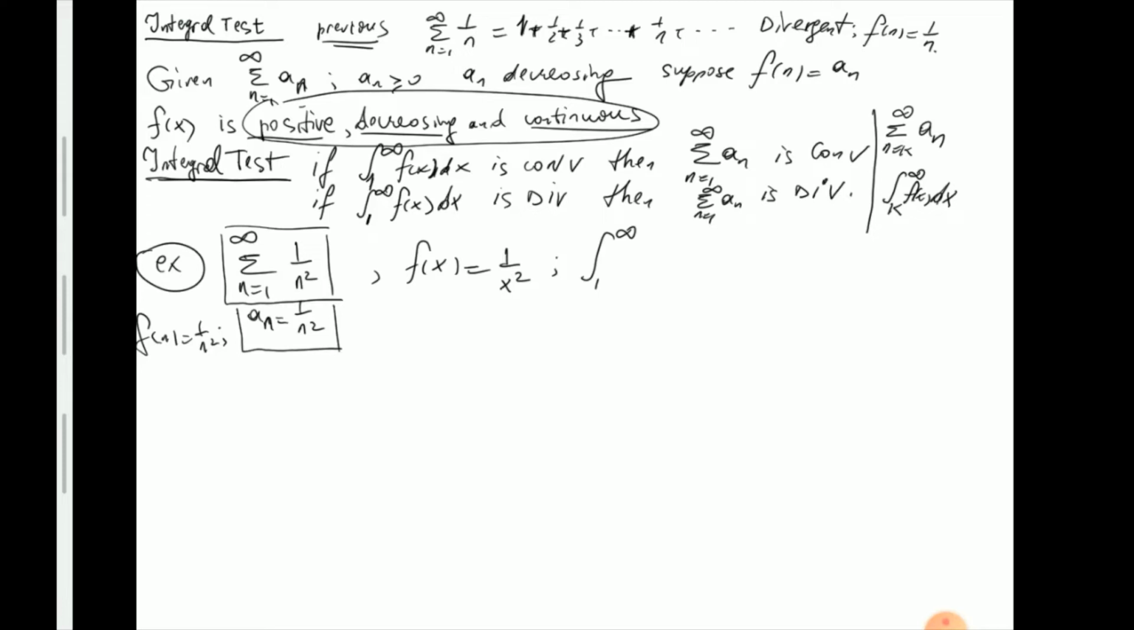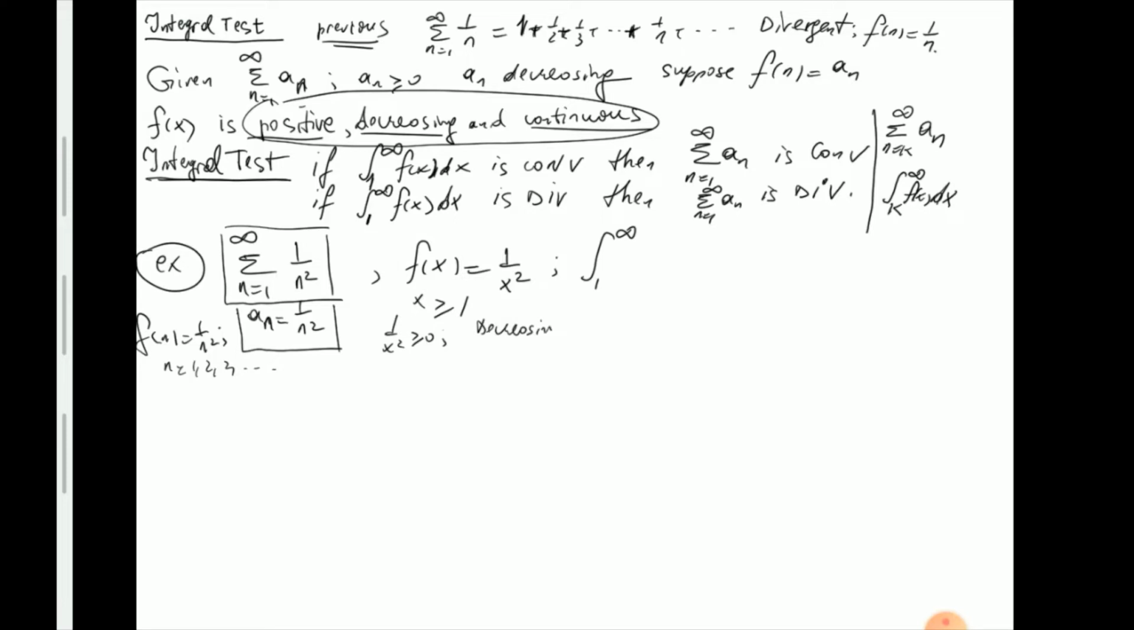So is 1 over x squared positive? Yes, because again, since n is from 1, 2, 3, and so on, we're going to consider x to be greater than or equal to 1. We don't care about this function for x less than 1. So 1 over x squared is positive. It is obviously decreasing.